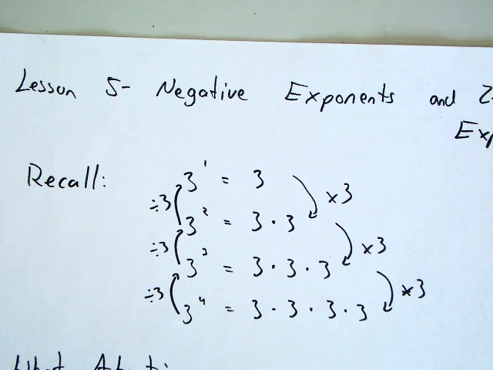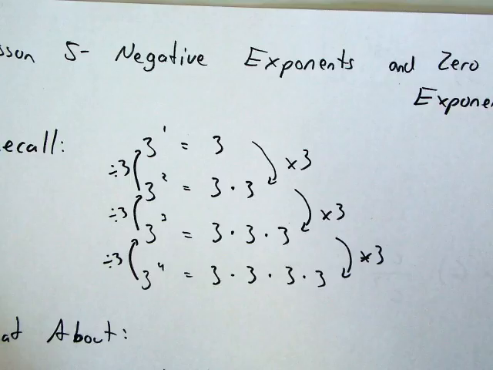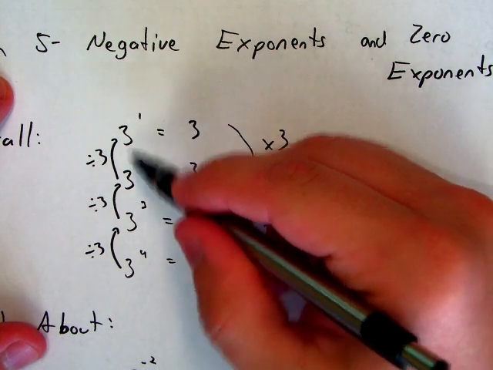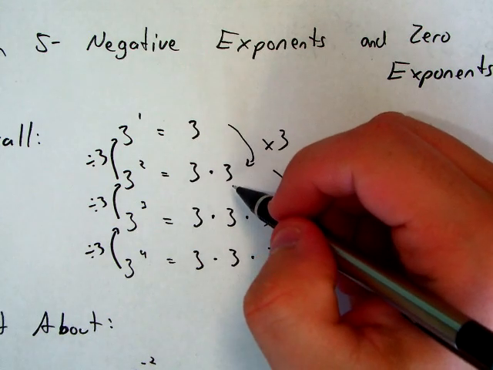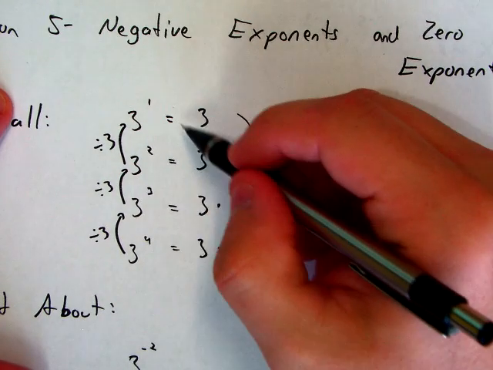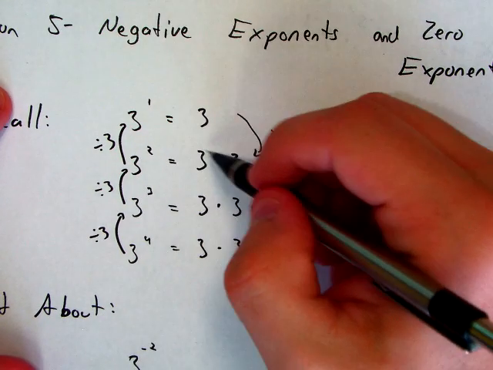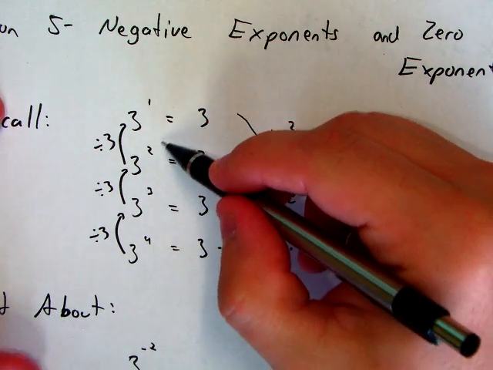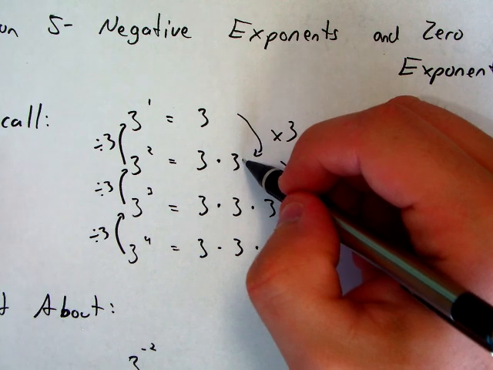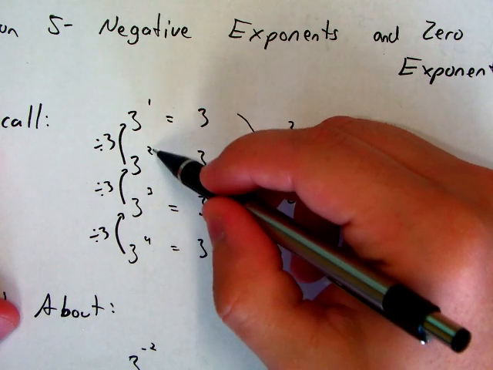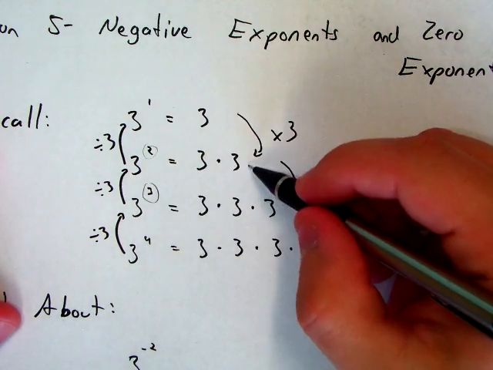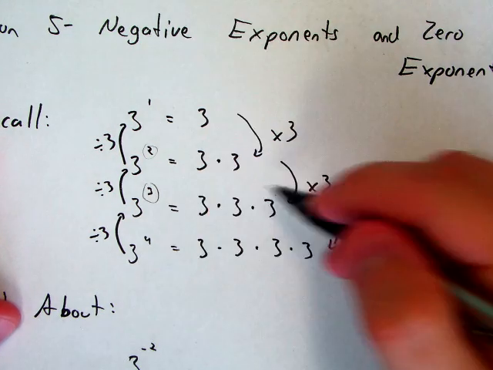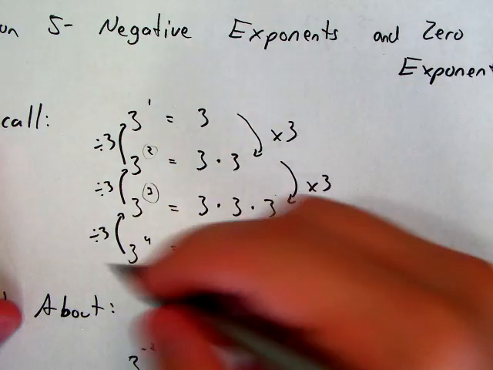So if you recall from lesson 2, as I increase the exponent, it adds one more base that we're multiplying together. So 3 to the first is 1 3. 3 to the second is 2 3's multiplied together. As we increase the exponent by 1, we multiply by one more base. Same thing here, as I increase from 2 to 3, I multiply by one more base. Same thing from 3 to 4, multiply by one more base.